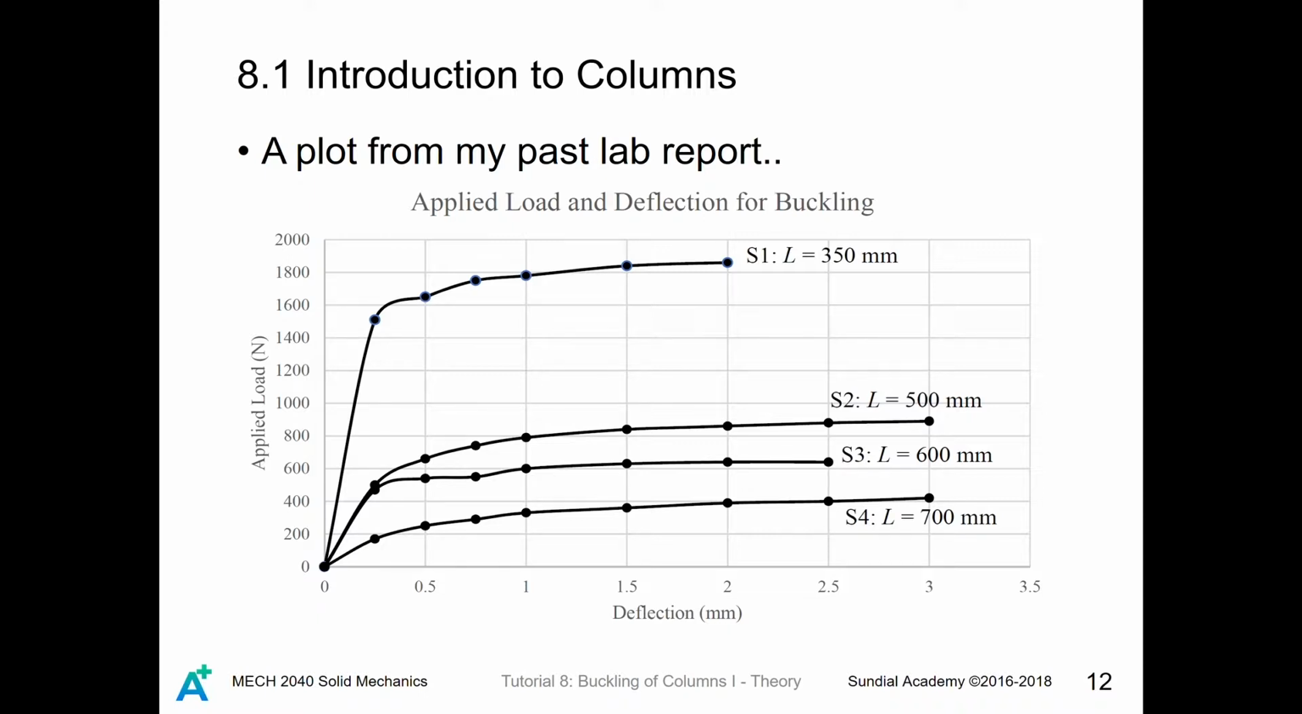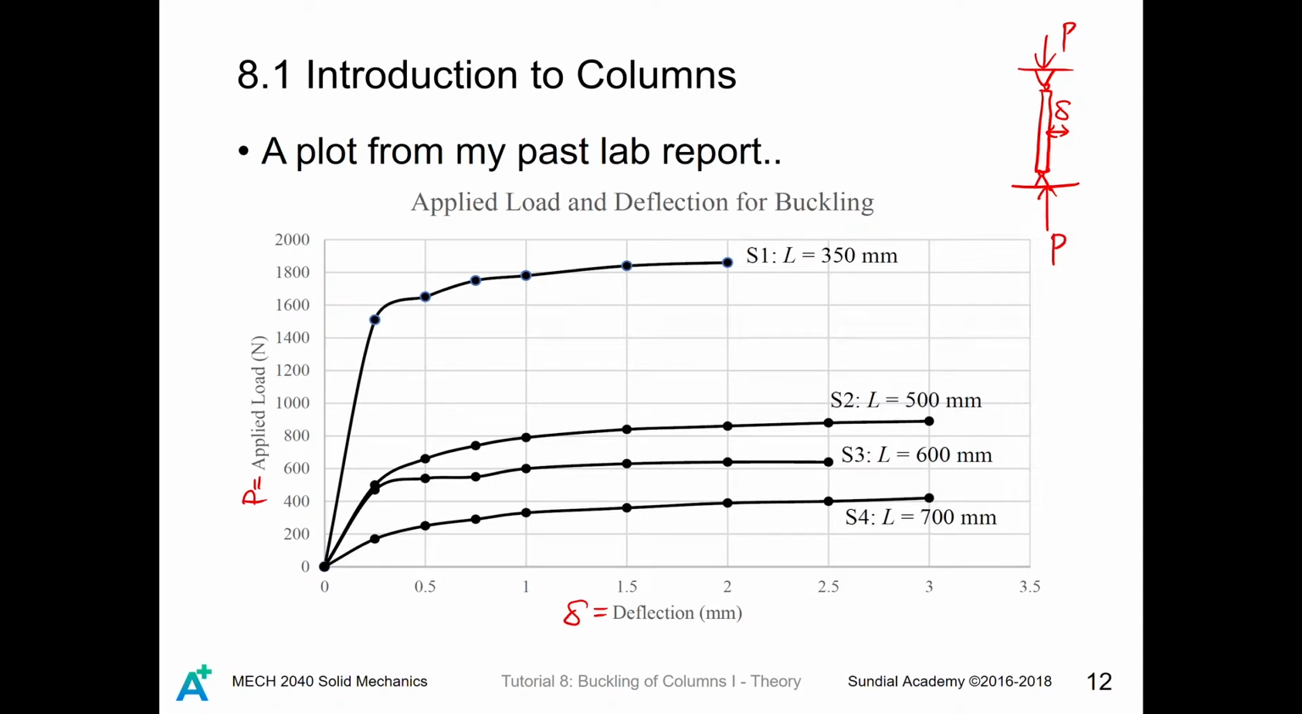Well, here is something from my past lab report. It is an experiment where there is a column which is simply supported, a beam like this which is simply supported, and we add load P onto this column, and we are measuring the deflection in the middle, in the midsection of this beam. The horizontal axis is the deflection, and the vertical axis is the applied load.